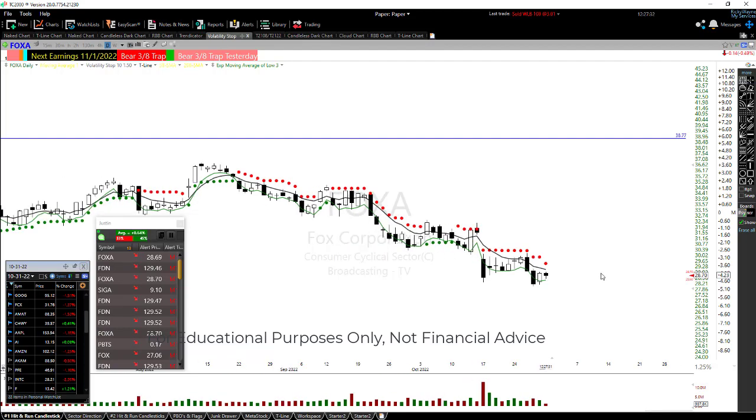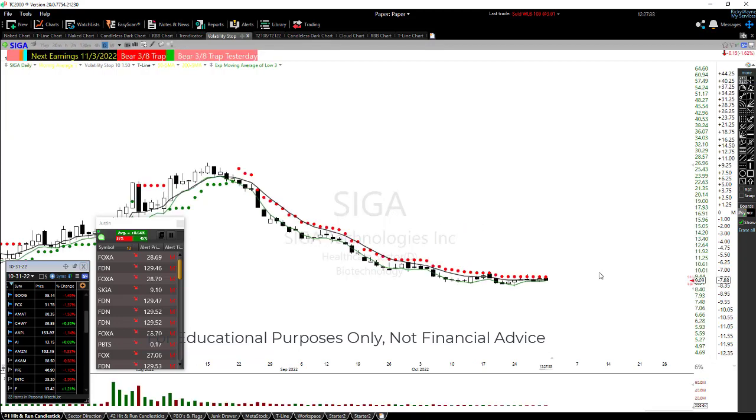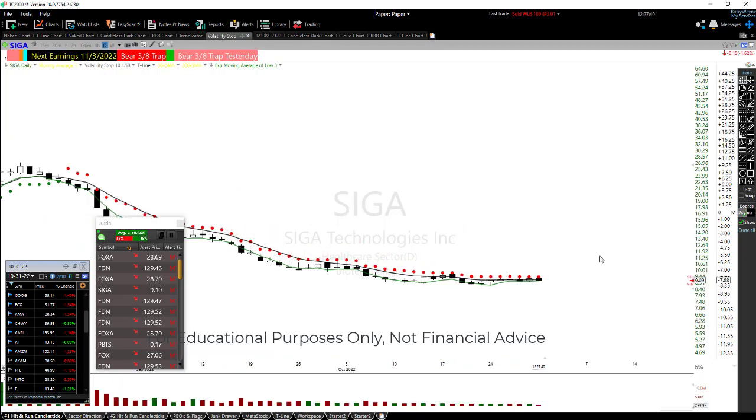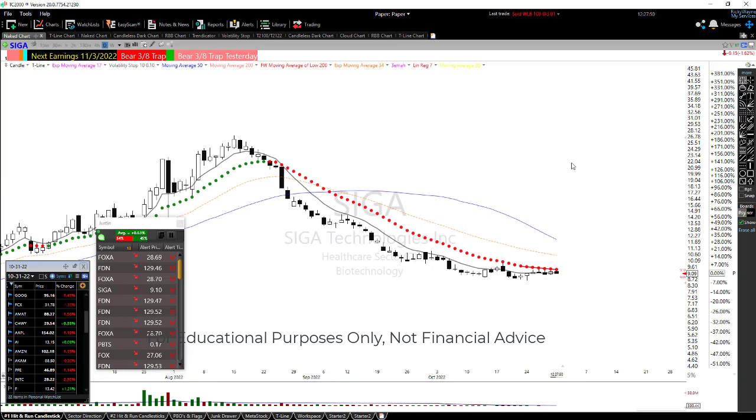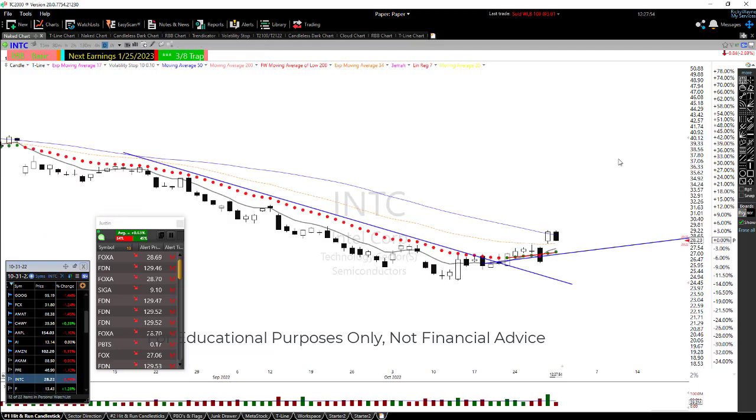A trend is a trend until it's no longer a trend. How about SIGA? There you go. A trend is a trend until it's no longer a trend. So it's doing exactly what you asked it to do. Thank you. David there, I'm going to go back to this chart. David is asking about Intel. Well, let's clear off all this.